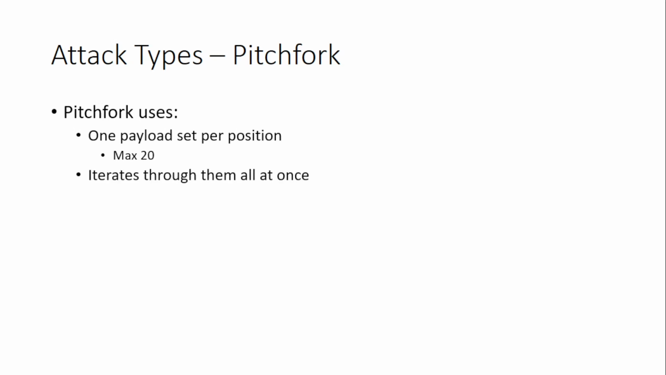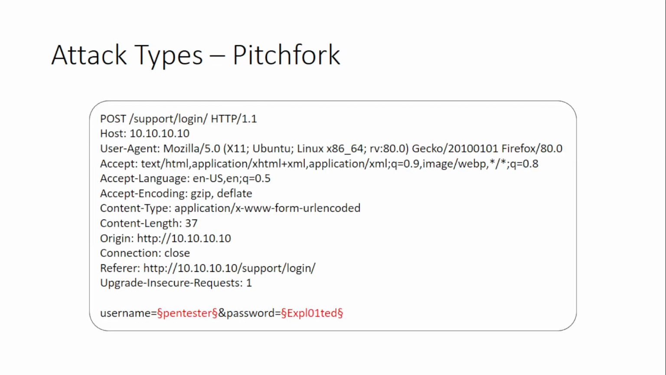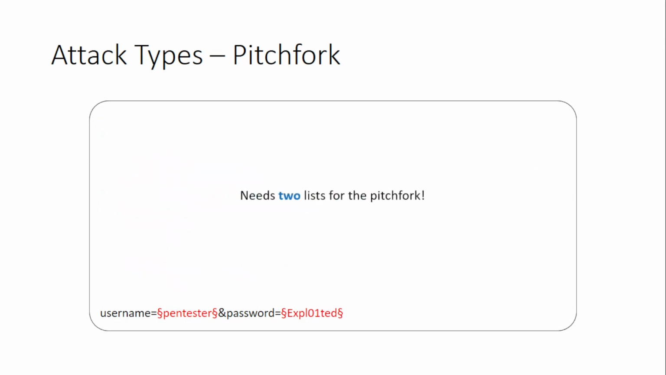The third type is the pitchfork. So what's a pitchfork? It uses one payload set per position with a maximum of 20, so 20 positions, which means a maximum of 20 payloads, and it iterates through them all at once. So for example, if we go back here, we have 2 positions, so we need 2 lists for the pitchfork, one for the username and one for the password.